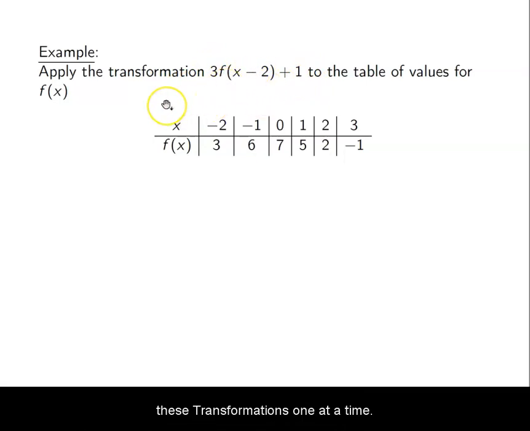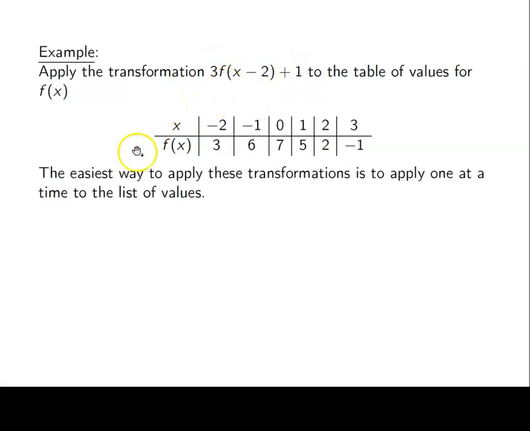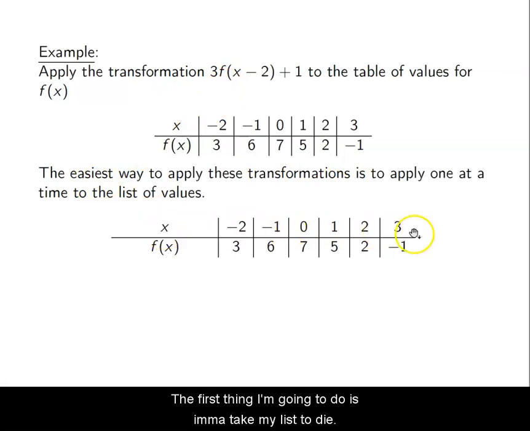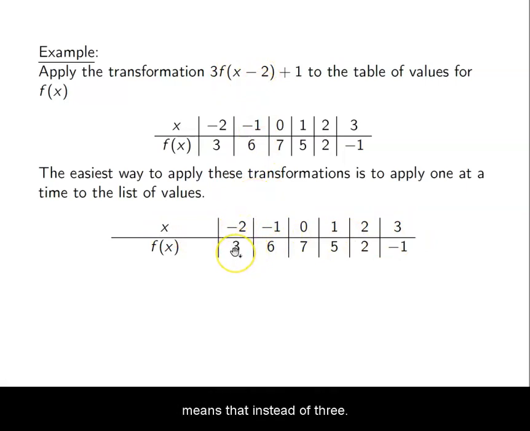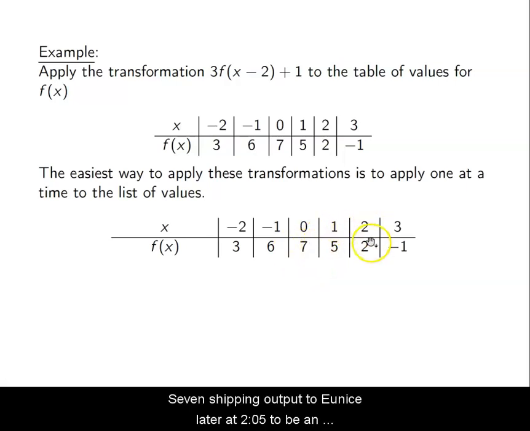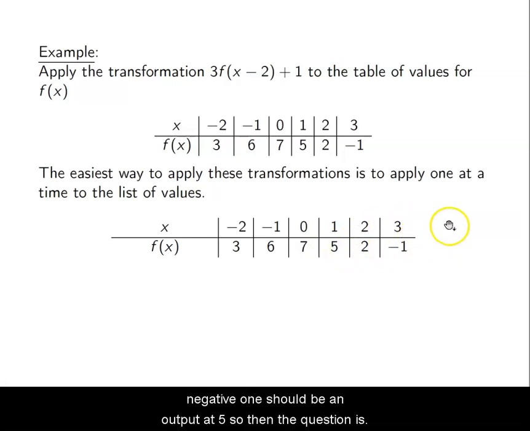So I'm going to apply these transformations one at a time. The first thing I'm going to do is take my list of values. If I need to move everything to the right 2 units, that means that instead of 3 being an output at -2, 3 should be an output 2 units later at 0. 6 should be an output 2 units later at 1. 7 should be an output at 2. 5 should be an output at 3. 2 should be an output at 4, and -1 should be an output at 5.